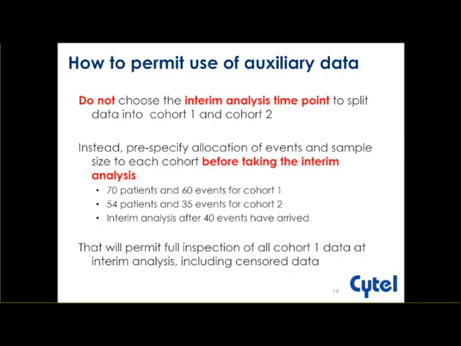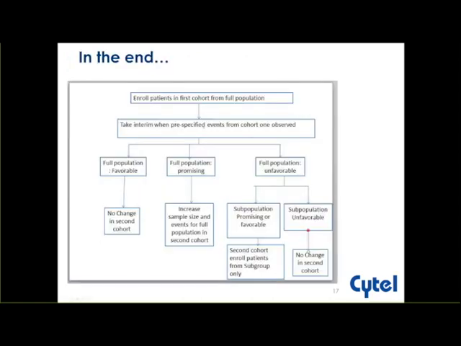So to conclude and to recap the type of design, we have initially the enrollment of subjects in the full population. We have the interim look. We can either proceed according to the favorable zone in the unblinded sample size re-estimation setup, where we are in the favorable zone and there's no change in the second cohort. If we have promising results, we proceed with a sample size increase in the full cohort.